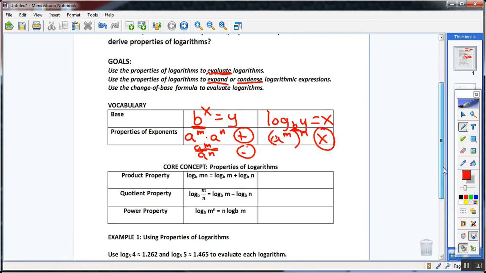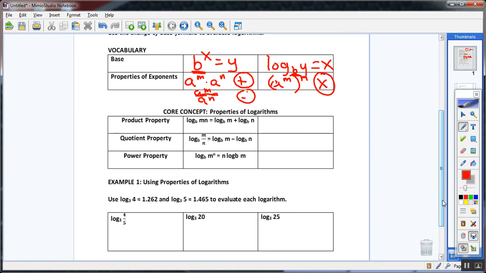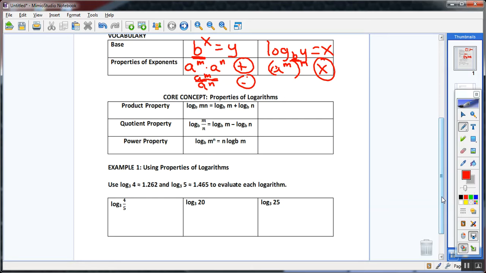So let's start working on our new properties right here. I'll leave that up there so you can get that down. Okay. But core concept, 3 properties of logarithms that we're going to start with. Okay. Are you ready for this?